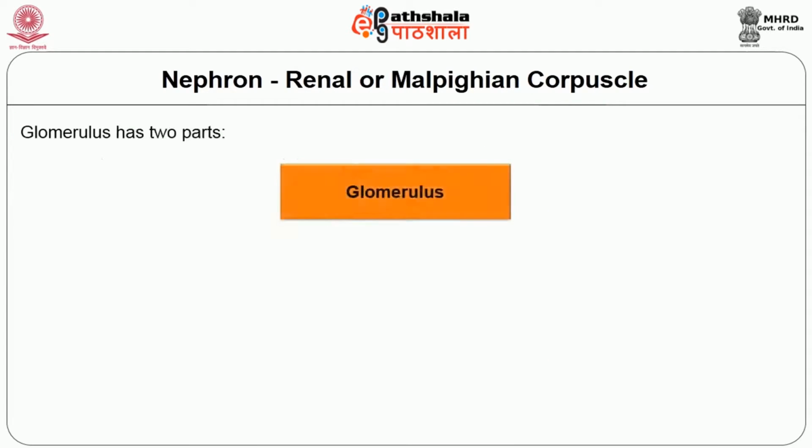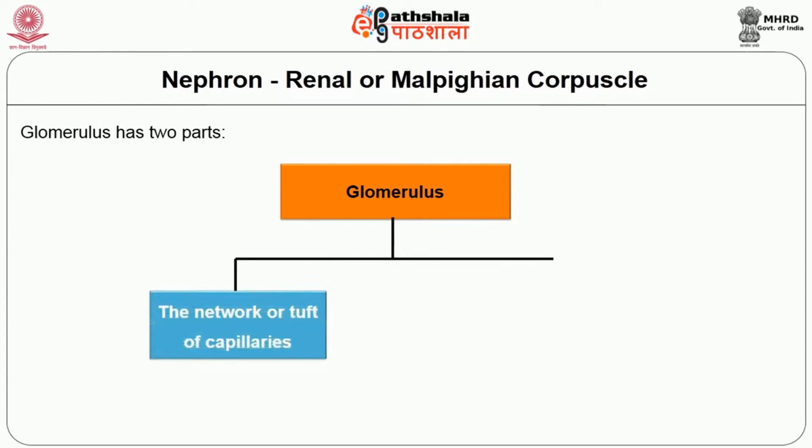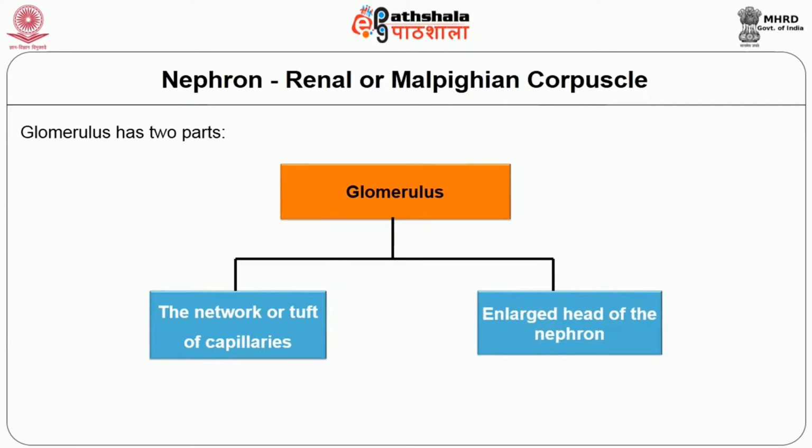It has two parts, the network or tuft of capillaries connected to an afferent arteriole at one end and an efferent arteriole at the other end, and transports blood to the site of the glomerular capillaries. The vascular system in the glomerulus is purely arterial. The second portion is an enlarged head of the nephron which collects the filtered fluid. This part of the nephron lies in the renal cortex.